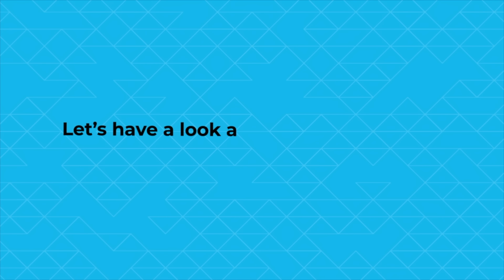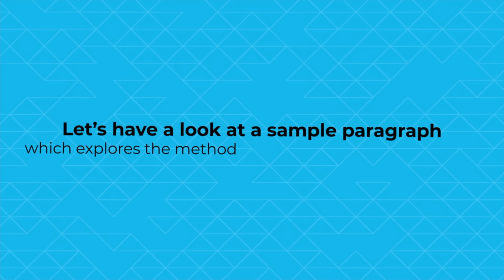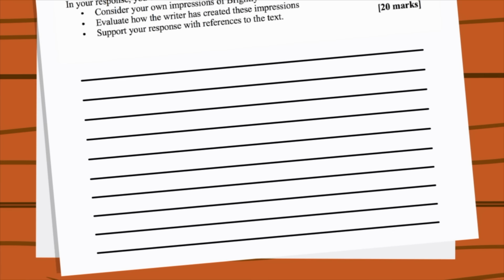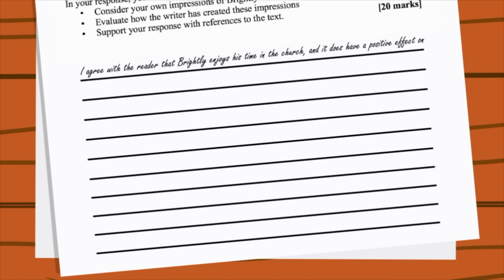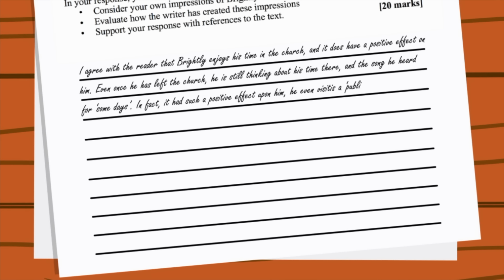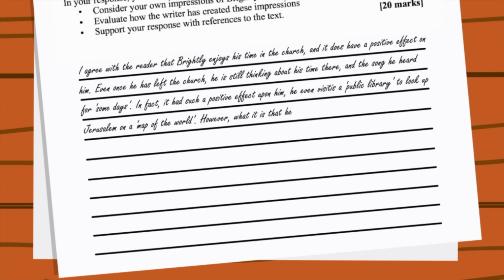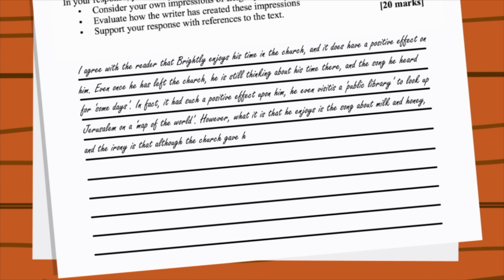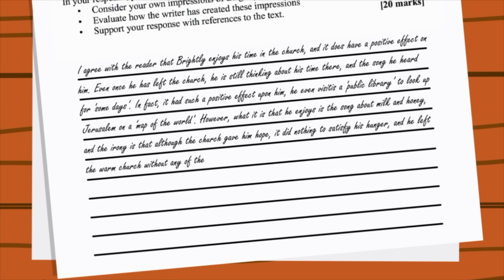Let's have a look at a sample paragraph which explores the methods of imagery, contrast, and irony. I agree with the reader that Brightly enjoys his time in the church, and it does have a positive effect on him. Even once he's left the church, he's still thinking about his time there, and the song he heard for some days. In fact, it has such a positive effect upon him, he even visits a public library to look up Jerusalem on a map of the world. However, what it is that he enjoys is the song about milk and honey, and the irony is that although the church gave him hope, it did nothing to satisfy his hunger, and he left the warm church without any of the promised milk and honey.